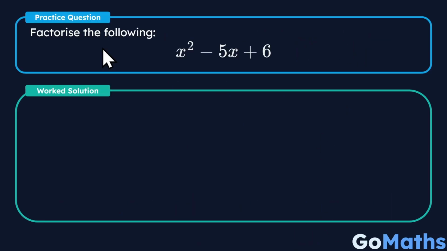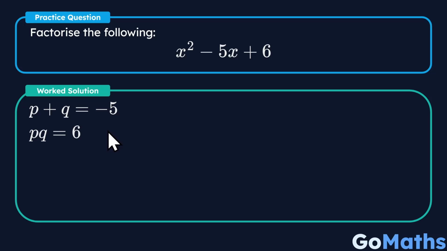Let's have a go with another practice question. Here we have a quadratic, and let's start by writing down the rules involving p and q. We have p plus q equals minus 5, and pq equals 6. So, thinking about the factors of 6, we could think about 6 and 1, that doesn't add to minus 5, 3 and 2, that doesn't add to minus 5.